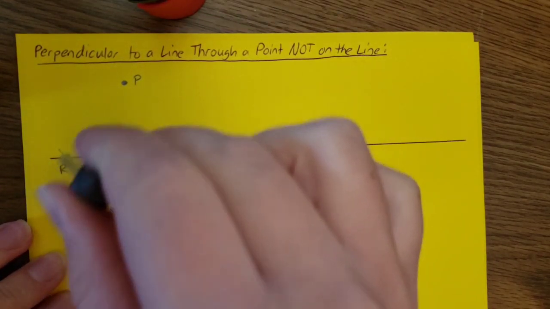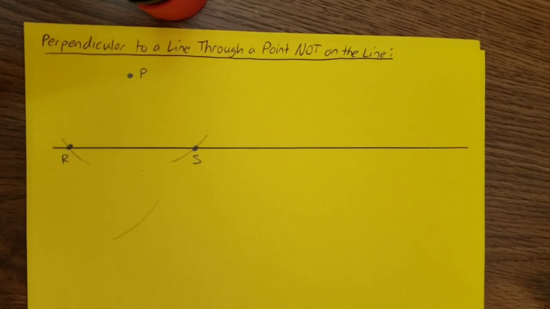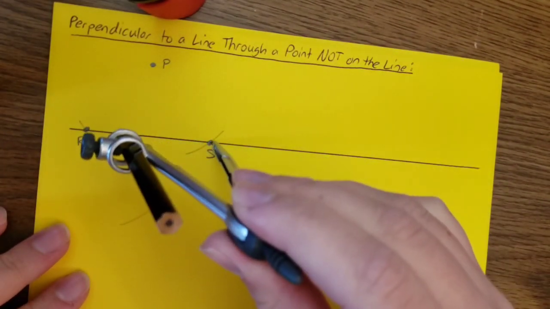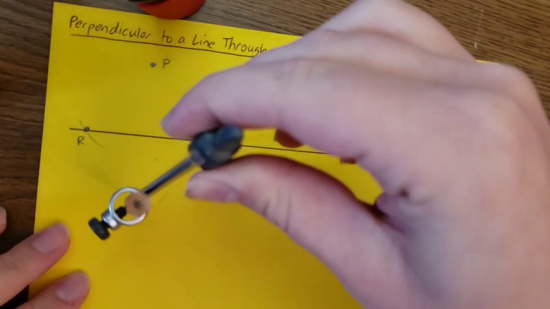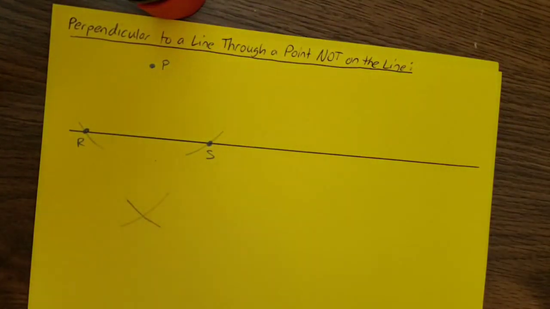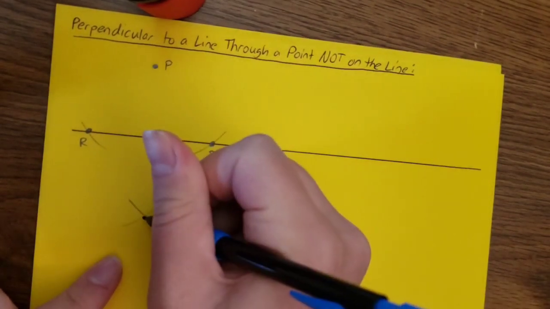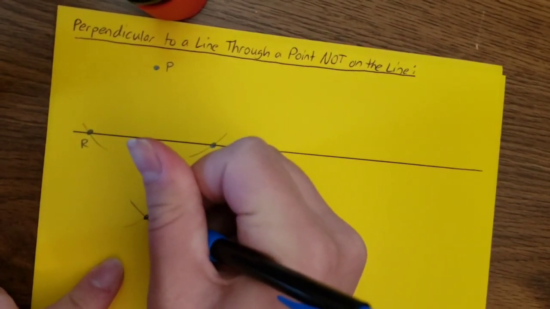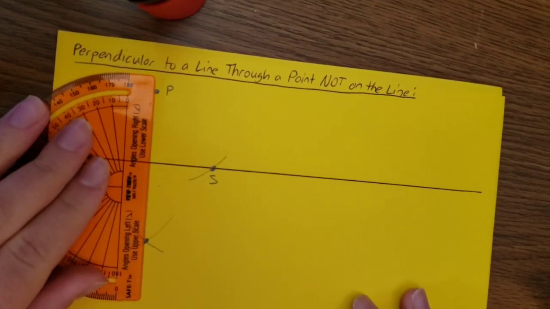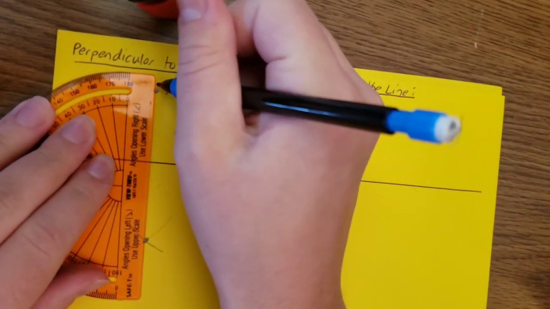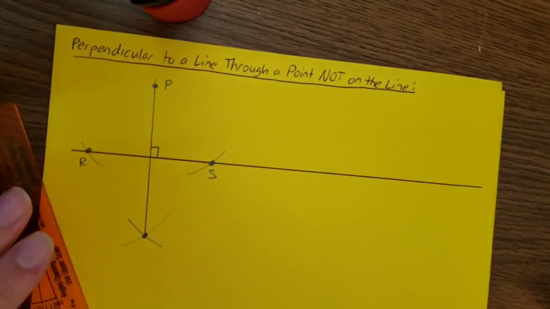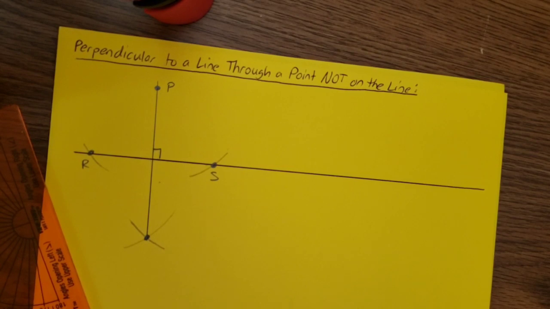This time I'm going to work below my line, just because that's where I've got the room. Then we're going to put the pointy end on S, switch things up, and do the exact same thing. Make an arc there. So we get that intersection cross. This time it's just below the line. Well, if I've got these 2 points now, I can connect them into that perpendicular that we are looking for.